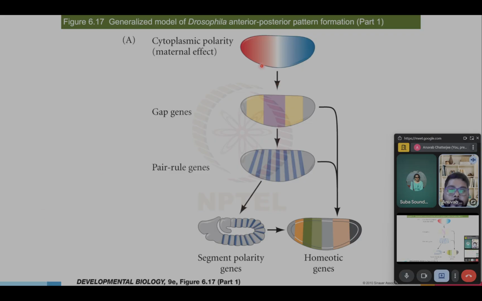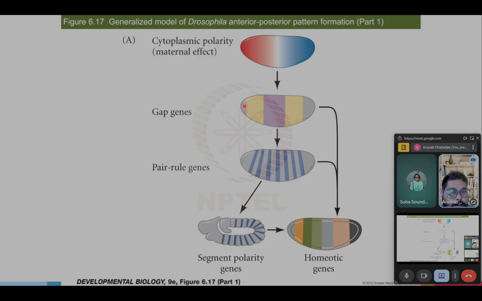First thing that happens, bicoid and nanos being on two ends, this is in the oocyte. No fertilization has occurred. So you have one huge nucleus here doing nothing. Fertilization occurs and the nuclei start dividing. And this is the stage where the gap genes expression starts.